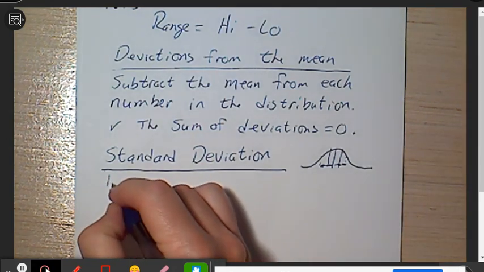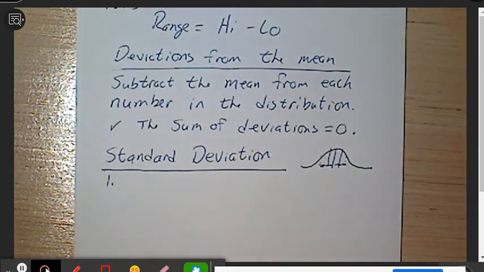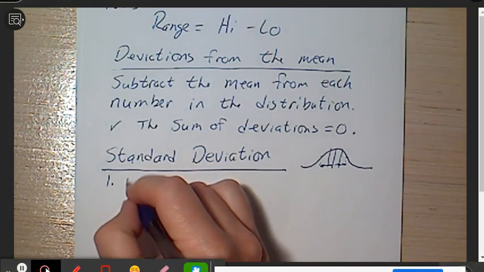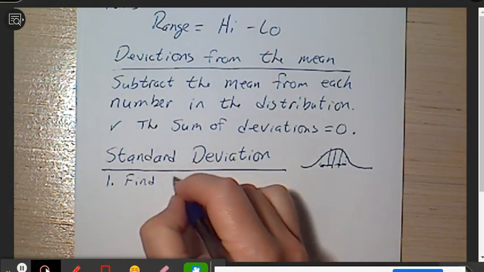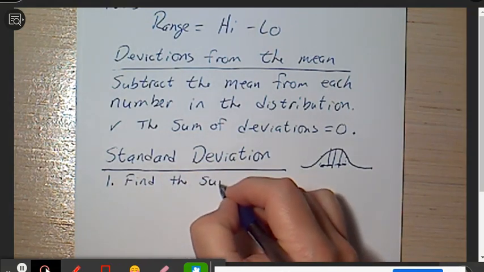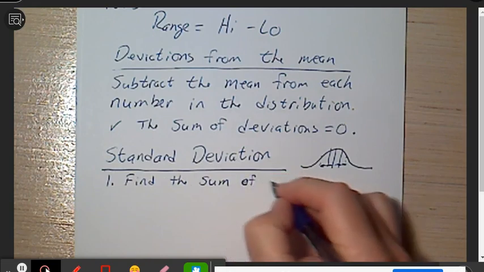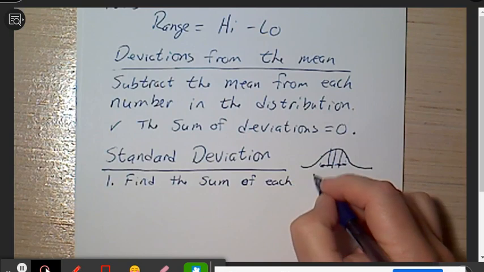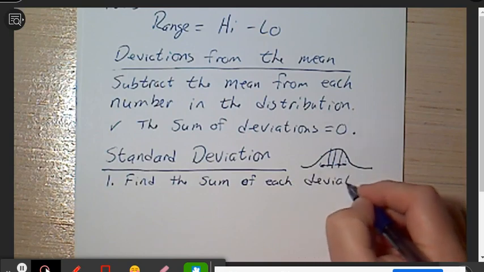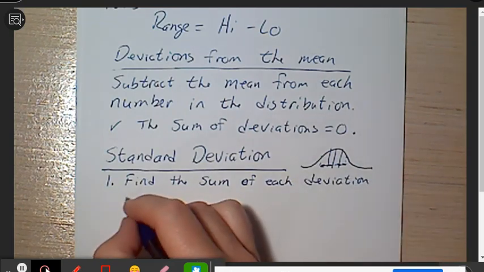So with standard deviations, you're going to do basically 3 things here. First thing is you're going to find the sum of each deviation squared.